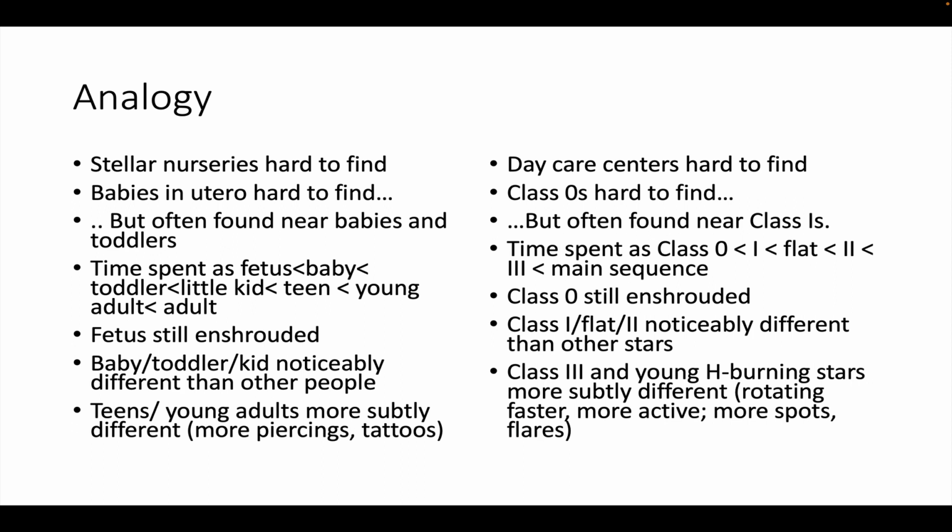A fetus is still going to be enshrouded within the mother. Class 0 is still enshrouded within its nebula, within its cocoon. A baby or a toddler or a kid is noticeably, instantly, obviously different than other people. Class 1s, flats, and 2s are noticeably, instantly, obviously different than other stars because they have disks, they're rotating quickly, they have big flares and big spots. They're accreting matter. They're obviously really, really different.